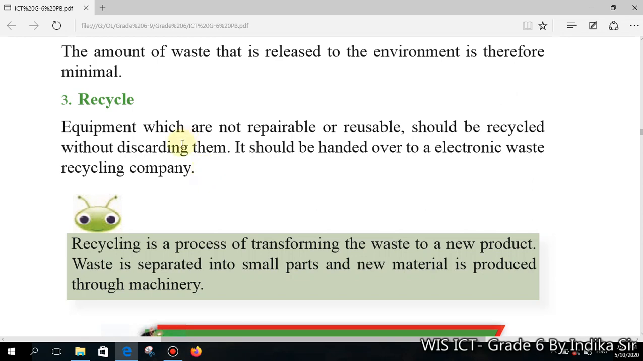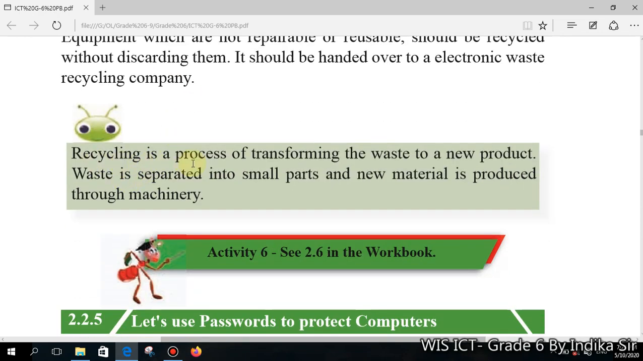What does recycle mean, children? Recycling is a process of transforming waste into a new product. Waste is separated into small parts, and new material is produced through machinery. So it's a good way.